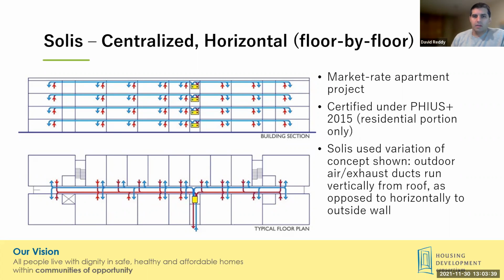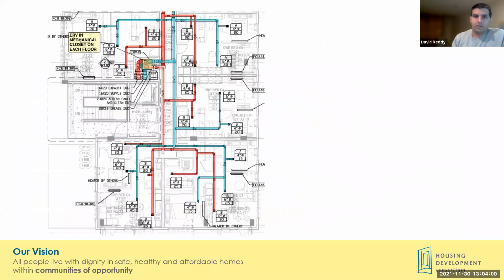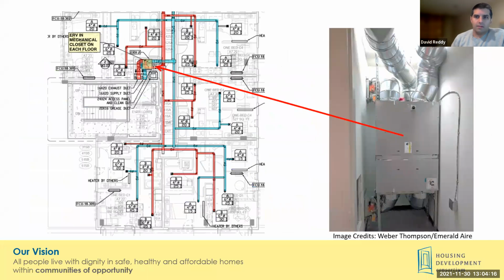It uses a variation. Our diagram illustrates air for the ERVs being distributed on a floor-by-floor basis. But in this case, the diagram shows it being pulled in through the exterior wall of the building on each floor. Solis actually employed a variation, which is showing the ductwork distributed on each floor, but the air for each ERV coming down from the roof, and then situating an ERV in a closet on each floor.